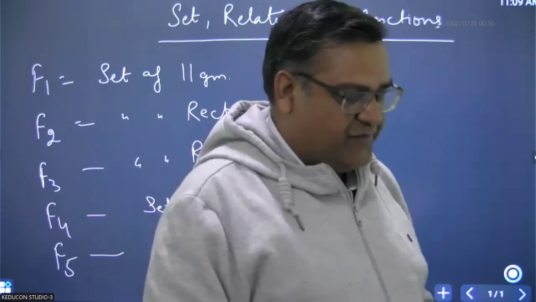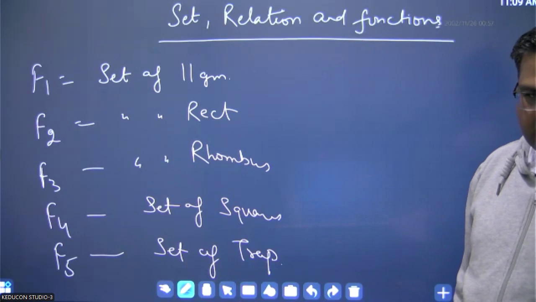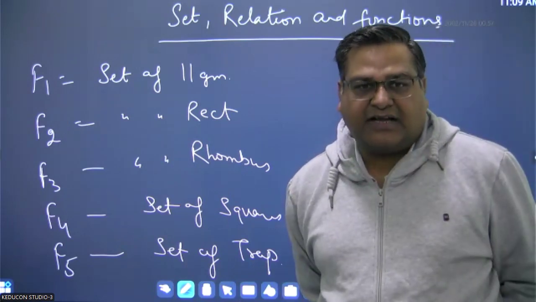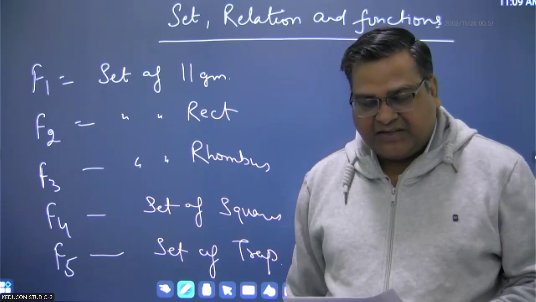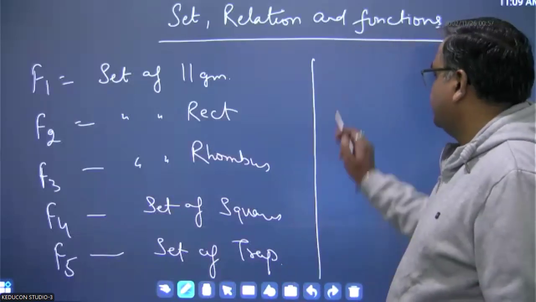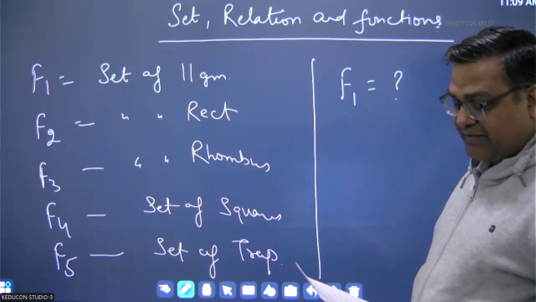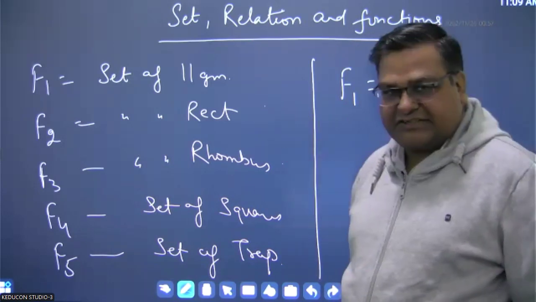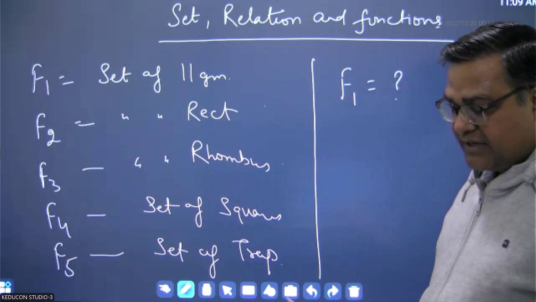5 sets are given: F1, F2, F3, F4, F5. F1 is set of parallelograms, F2 is set of rectangles, F3 is set of rhombus, F4 set of squares, and F5 set of trapeziums. He has asked then F1 is equal to, means options are given: F2 intersection F3, F2 or F3 का intersection, okay, F3 intersection F4, right?